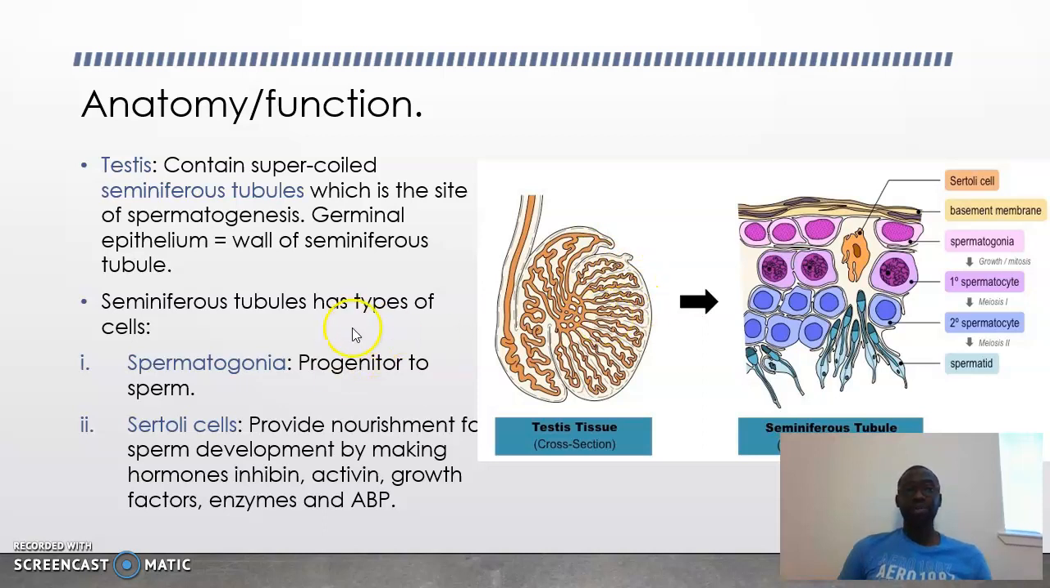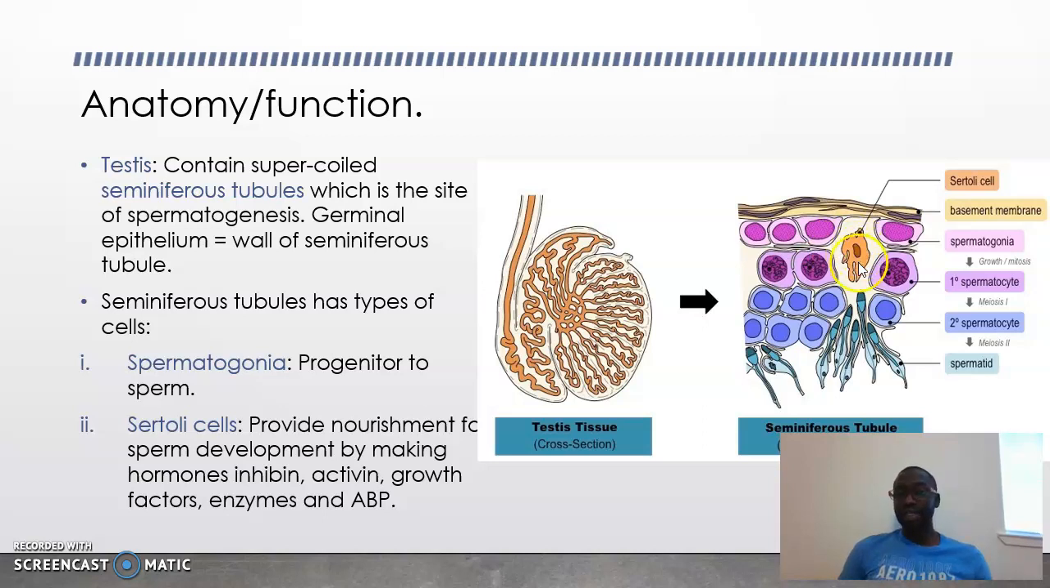The seminiferous tubule has two types of cells. The first is the spermatogonia, over here, attached to the basement membrane. These are the progenitor cells for the development of sperms. They undergo cell division processes, mitosis and meiosis, just to give you a preview, to become sperms.